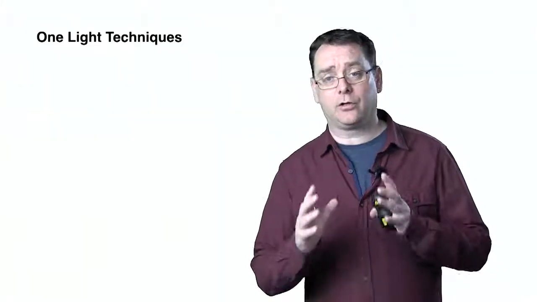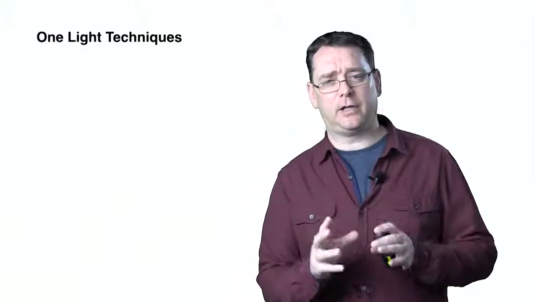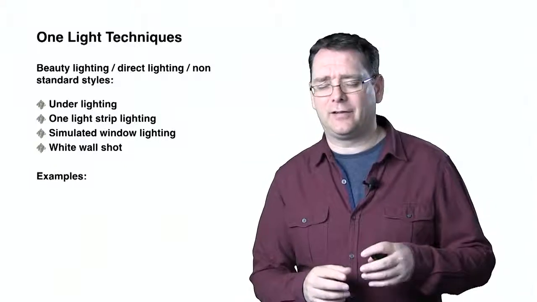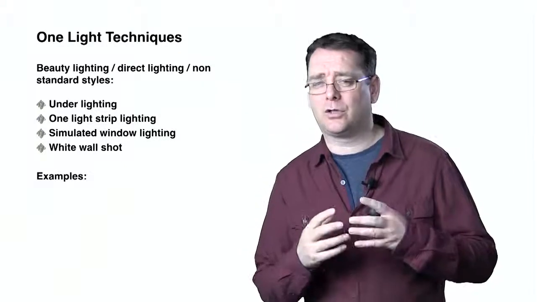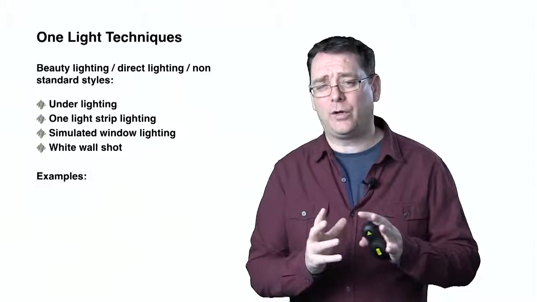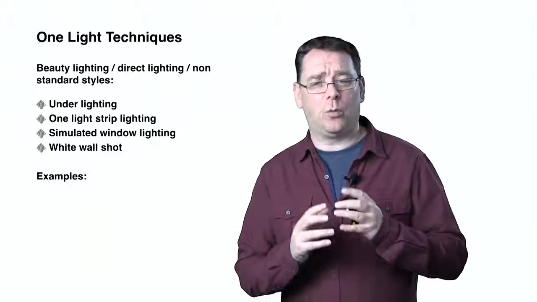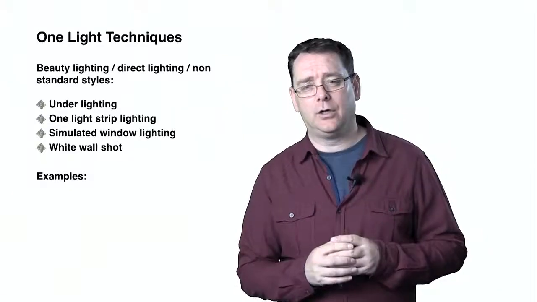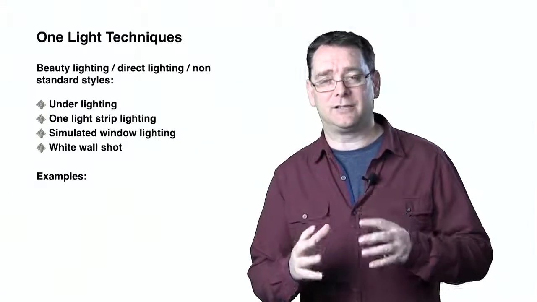So what we're going to do now is look at some different one light techniques. We're going to look at beauty lighting, direct lighting, non-standard styles. So we want to look at underlighting, we want to look at one light strip lighting, simulated window lighting. We're also going to look at a white wall shot. So let's go and have a look and see how we set all up and how we do these particular setups and how the images come out.